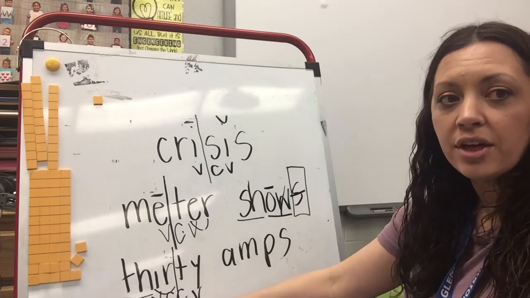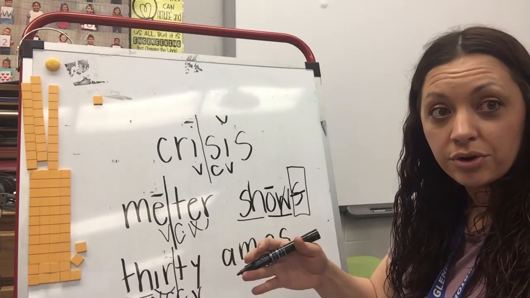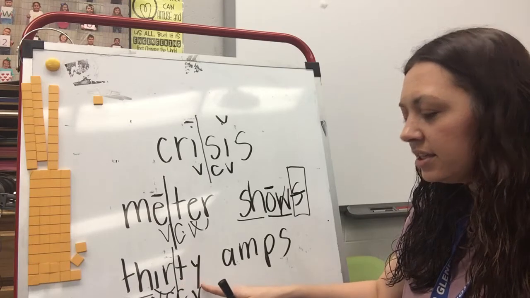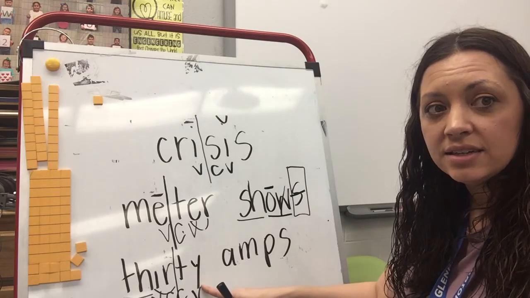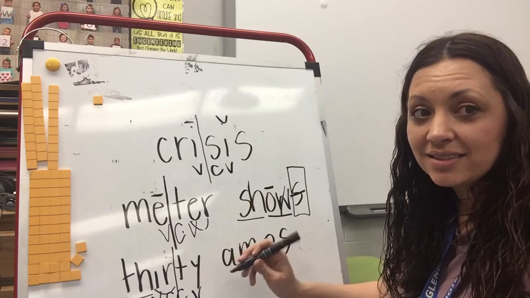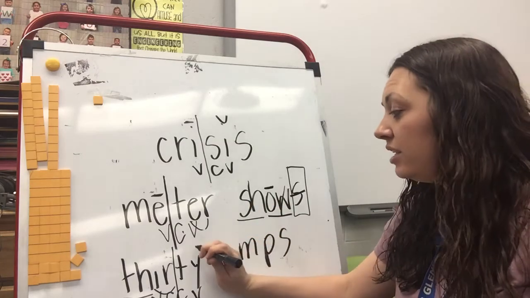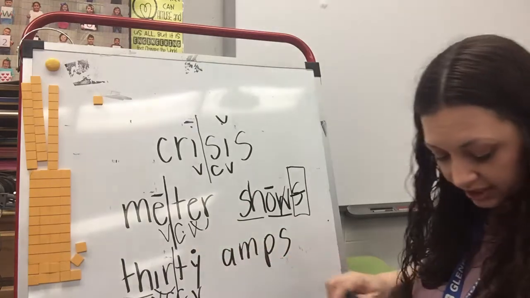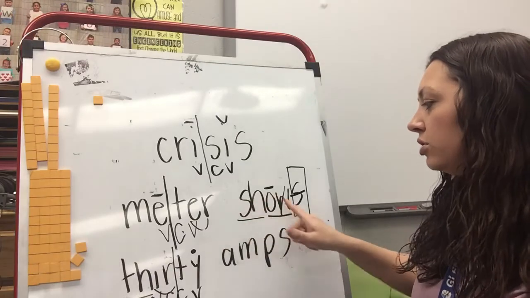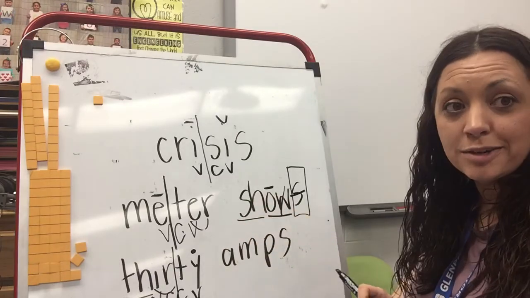So I have thir, and then over here, I've got ty, so thirty. Now, this Y is acting as a vowel. I can hear it. So I need to do what? I need to put that dot on top of it. Very good, thirty. Okay, so meter, shows, thirty, and then our last word.